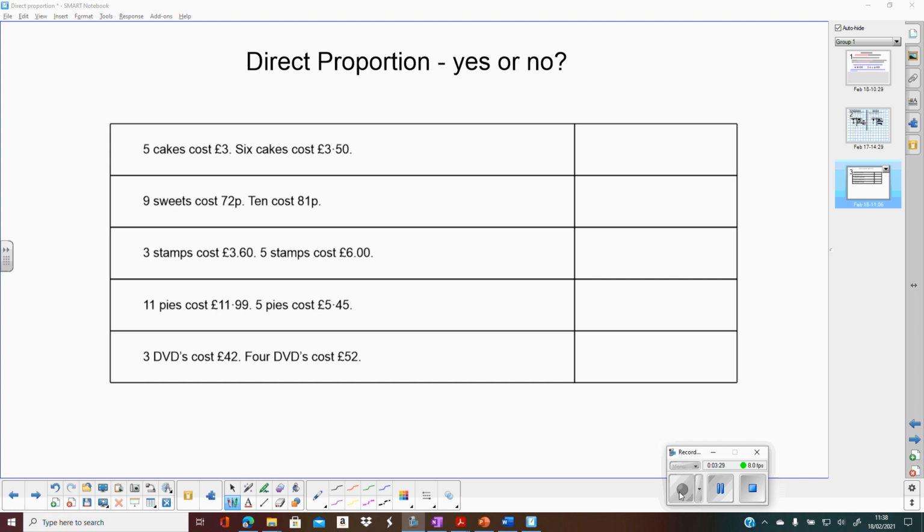So one more thing before you move on to the exercise on Teams. What I'd like you to do is look at each of these statements in turn and say whether or not they are in direct proportion, yes or no.